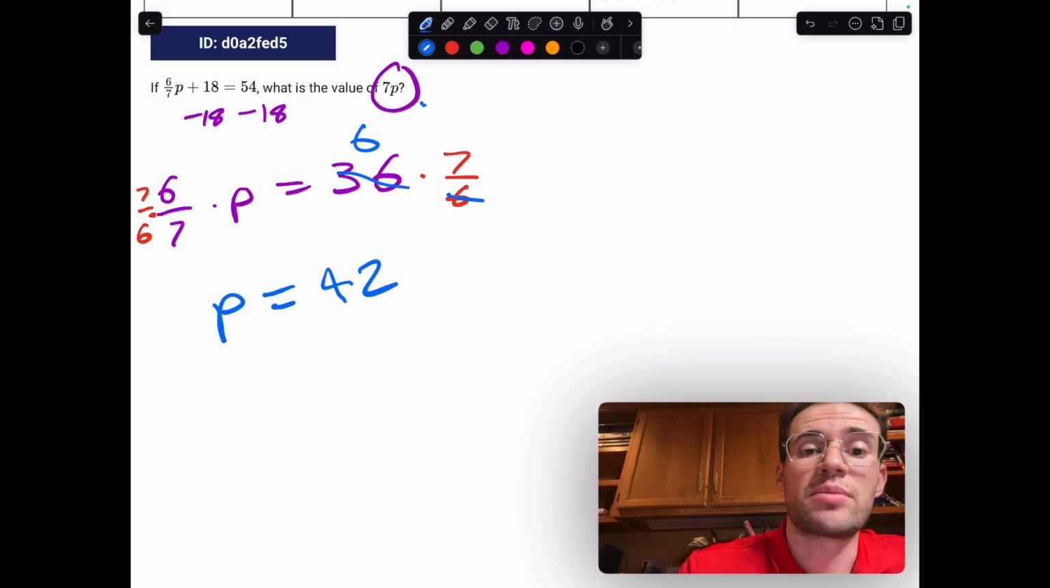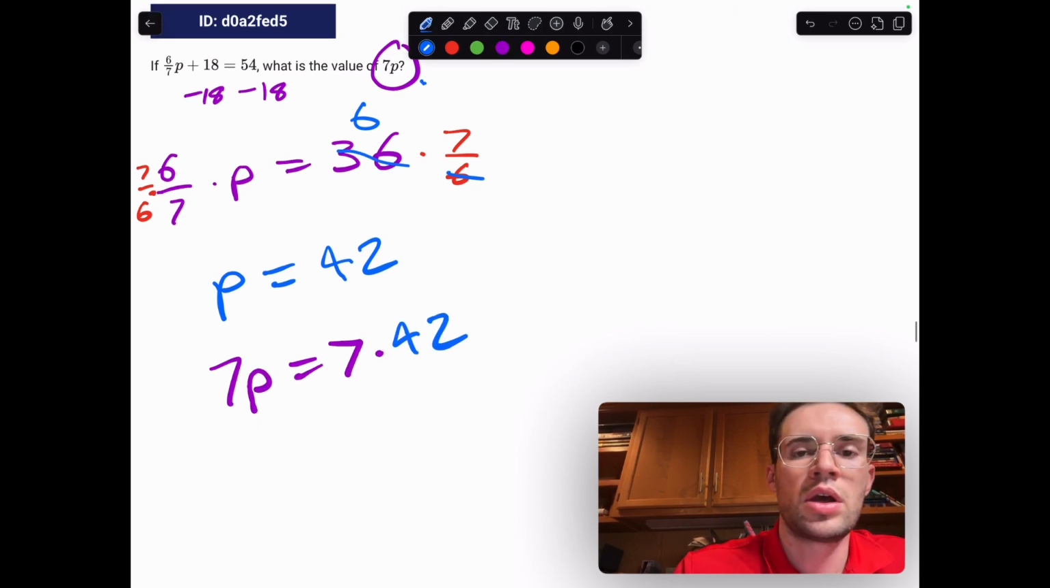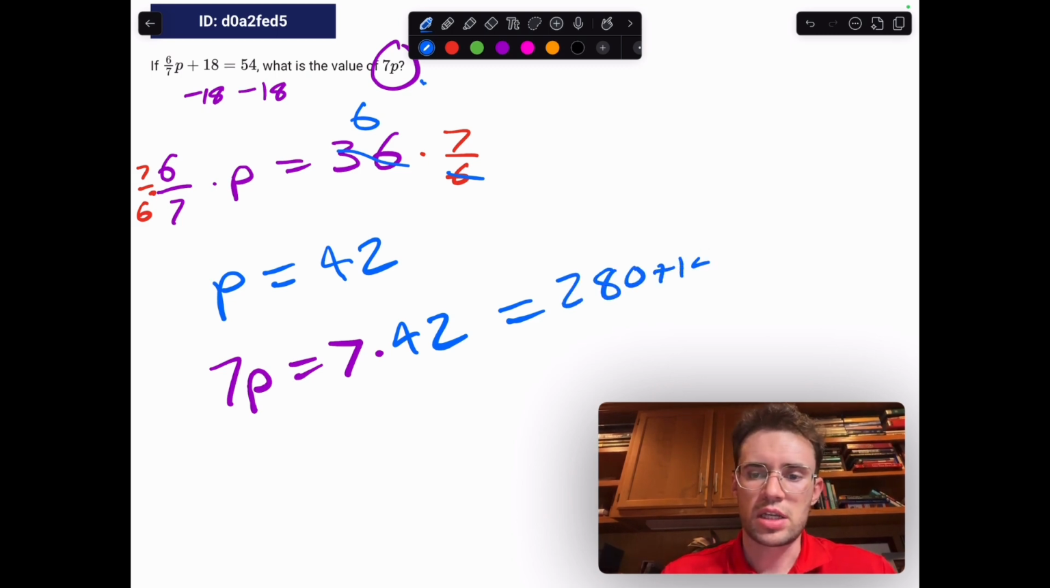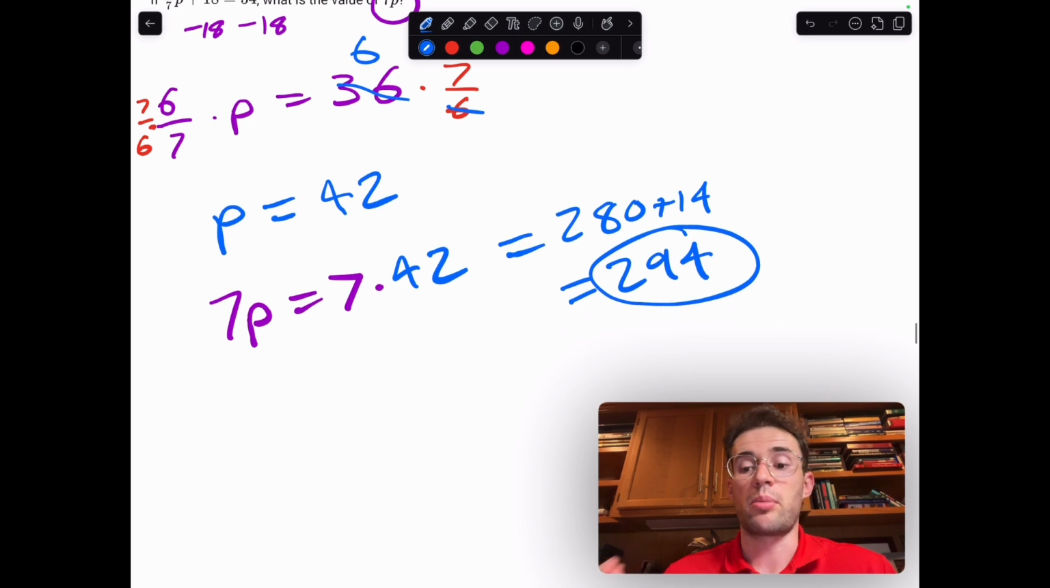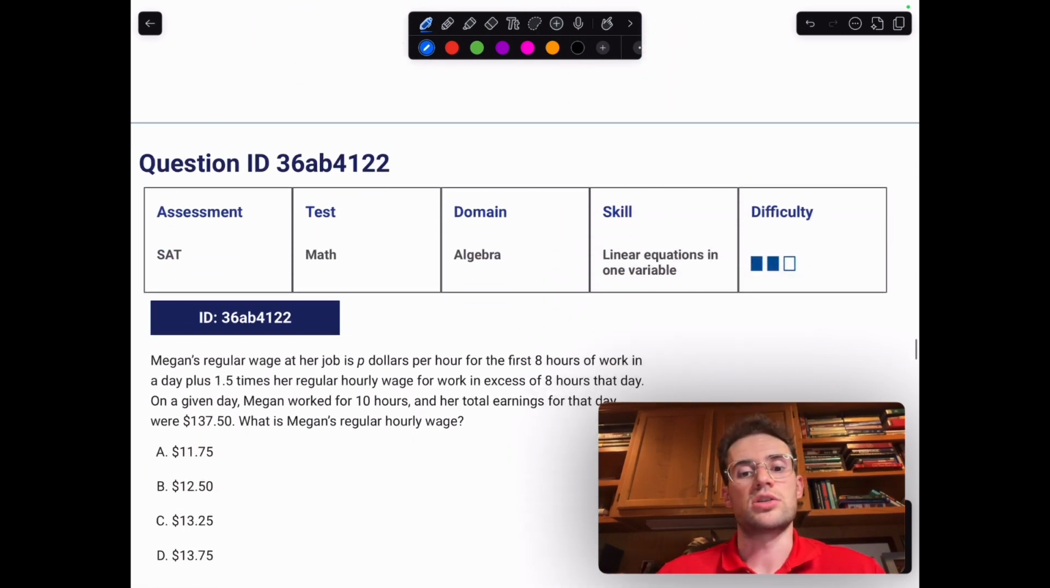Again, they want 7p. So just don't forget that. 7 times p would be equal to 7 times this 42. And 7 times 42, let's see, 7 times 4 would be 28. So this is 280 plus 7 times 2 is 14. So 280 plus 14, which would be 294. Right, you can type that in a calculator as well. It should give you the same thing. Remember, on the SAT, they now give you a calculator for the entire thing. So while I'm trying to do a lot of the math on paper in my head, you don't need to.